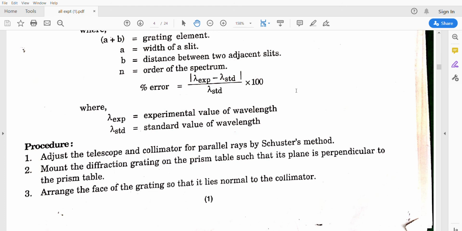While taking the observations of spectral lines, the grating table must be clamped. So by fixing the grating table using the screw, we have to take the readings. Otherwise, errors will come.